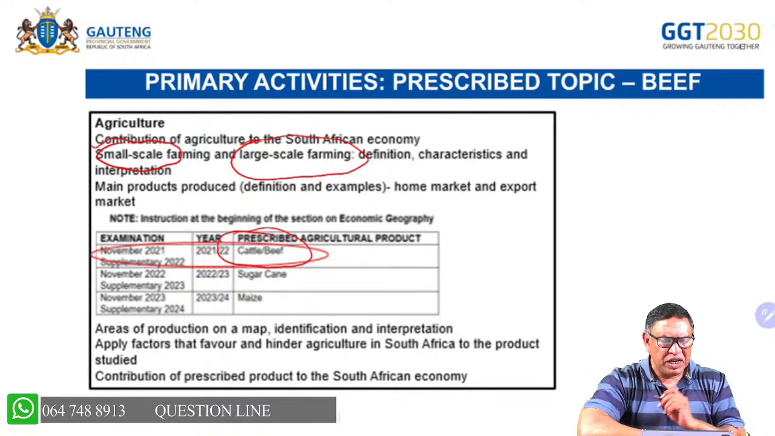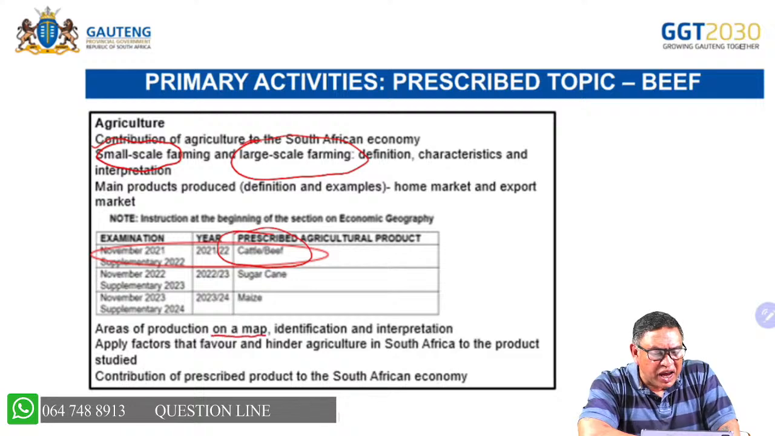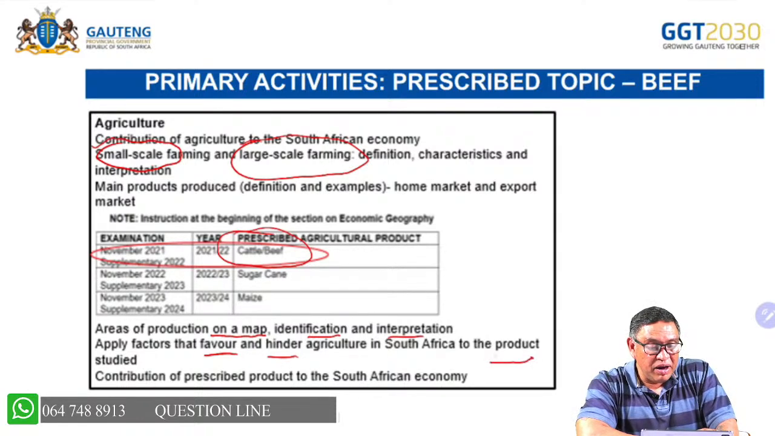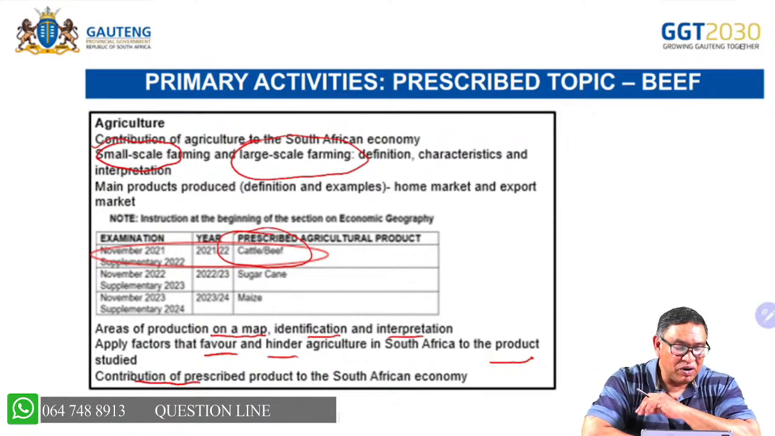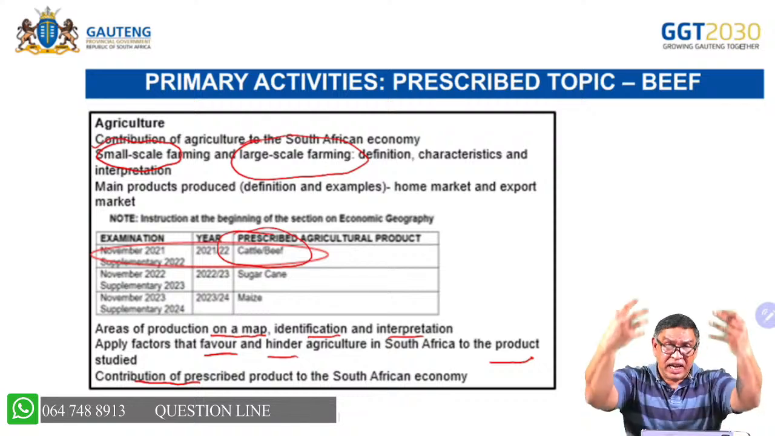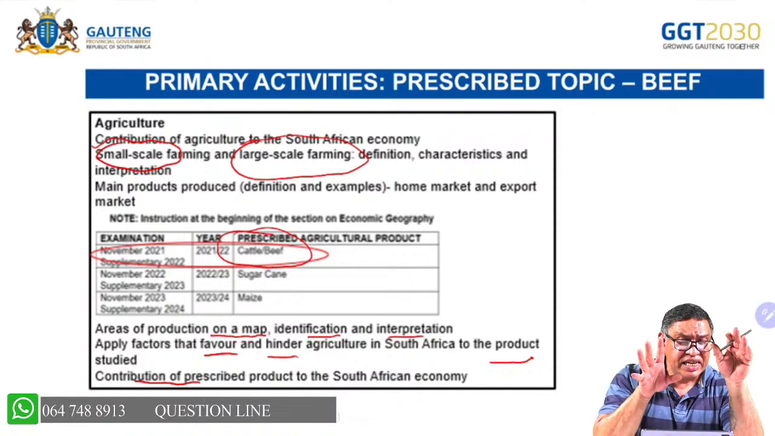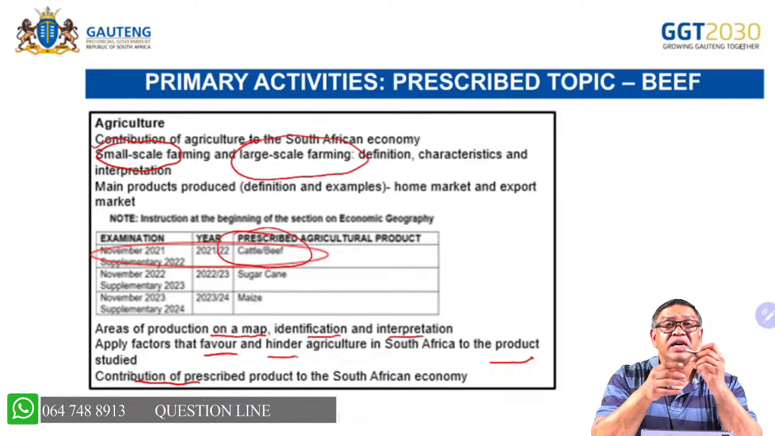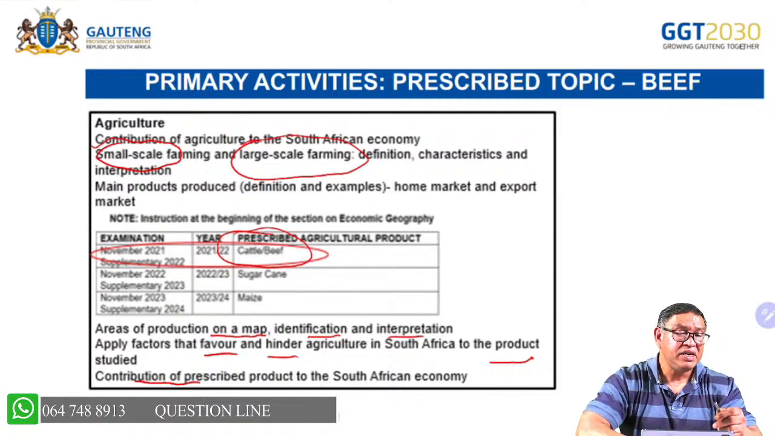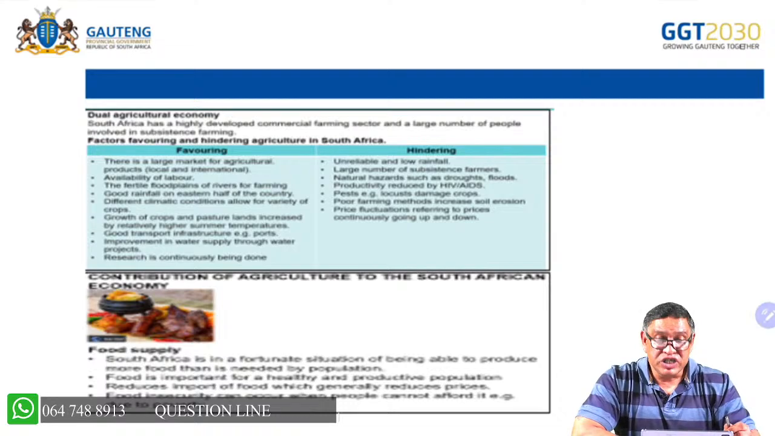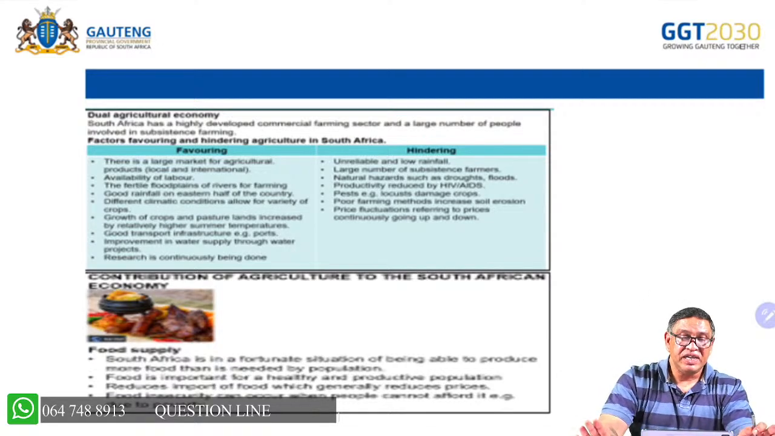People want to know, what do you get tested on? The areas of production, identification and interpretation, factors that favor and hinder the agriculture of the main product, the contribution to the South African economy. And as I showed you earlier on, you get case studies. So if you know all that and you can relate it to small scale farming and large scale farming, and also to food security, then you are perfectly safe.